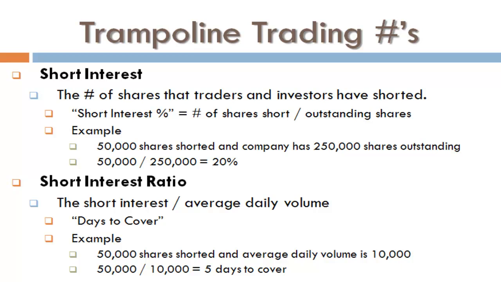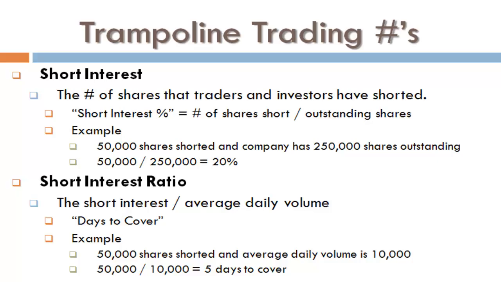Another important number for the trampoline trading is the short interest ratio, and this is just, can you guess it, a ratio of the short interest divided by the average daily volume. This is what you normally would see it called, and this is what I'm going to refer to as the days to cover.